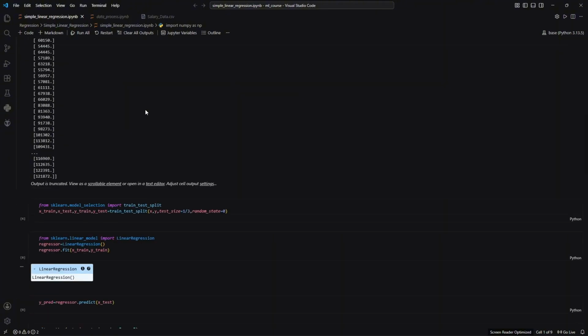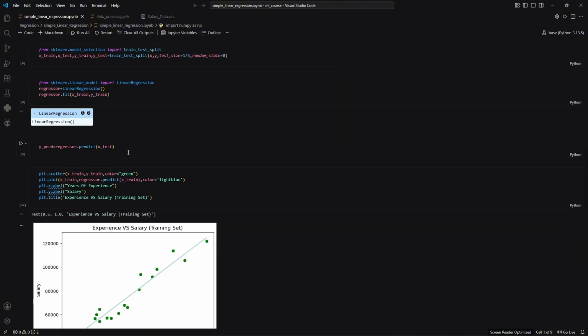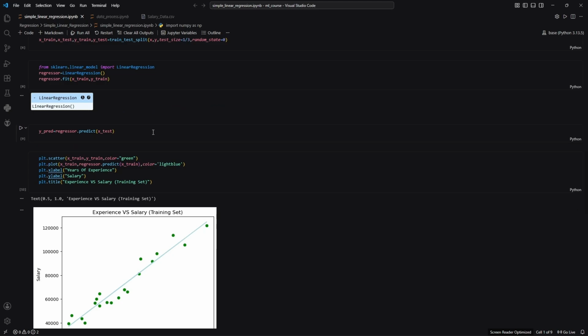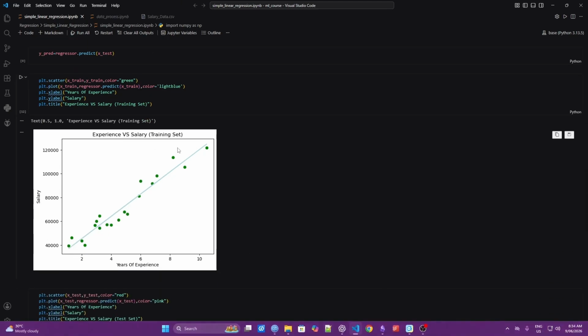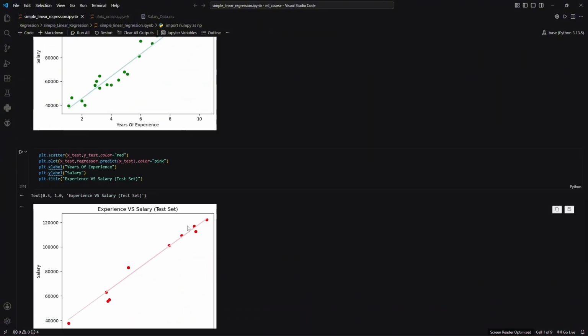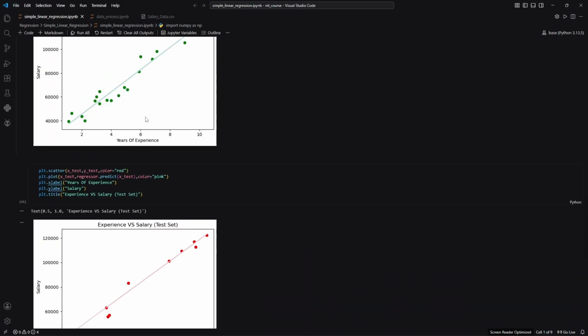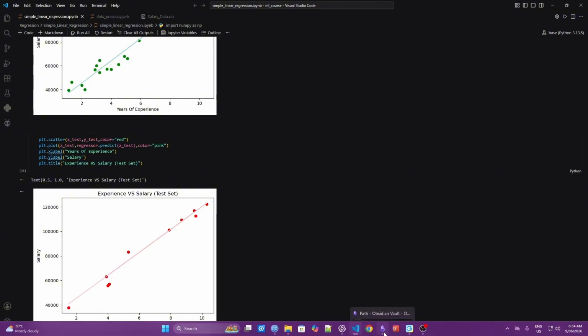As you can see, I just imported the scikit-learn model selection, and I imported the linear regression model from the linear model module of the scikit-learn library. It was very easy compared to last time when I did it manually, and the answer is very accurate as well. So this is the training set data, and this is the test set data, and as you can see, for both cases the line fits perfectly. So this is just an example of a simple linear regression, which is very easy.